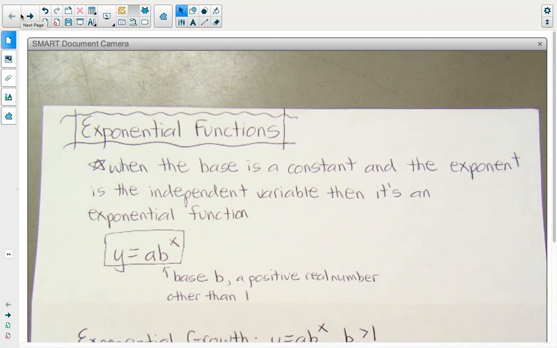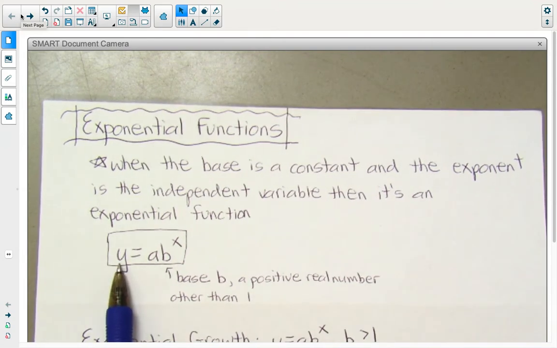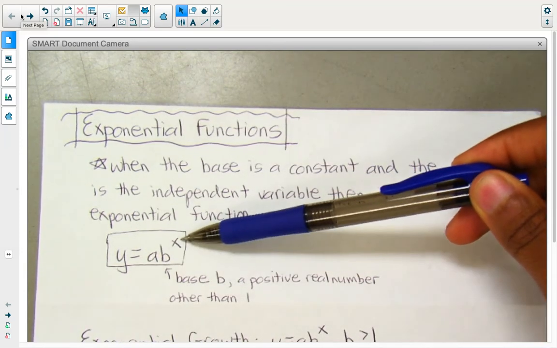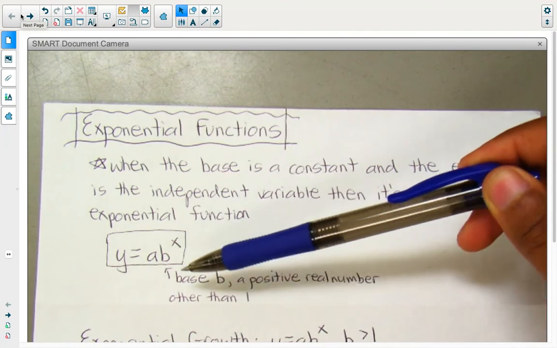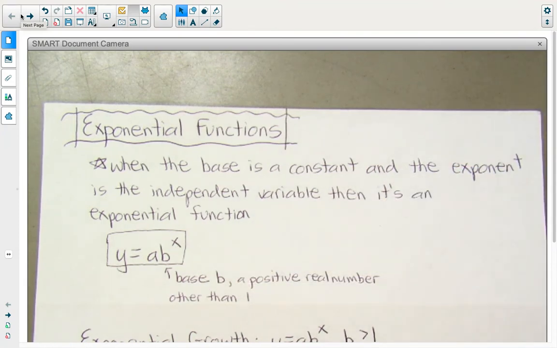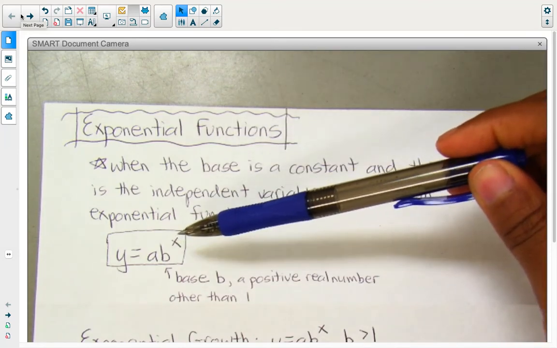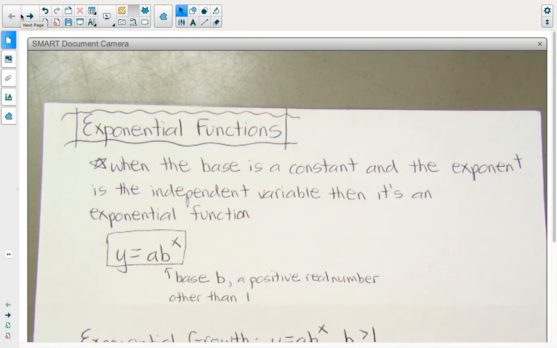When the base is a constant and the exponent is the independent variable, then it's an exponential function. And I have an example here. This y is the same as our f of x or g of x. It's just in function notation. So y equals a times b to the x. This b number here must be a number that's positive, and it has to be something other than 1. So now our x is the exponent, which is why it's called an exponential function.